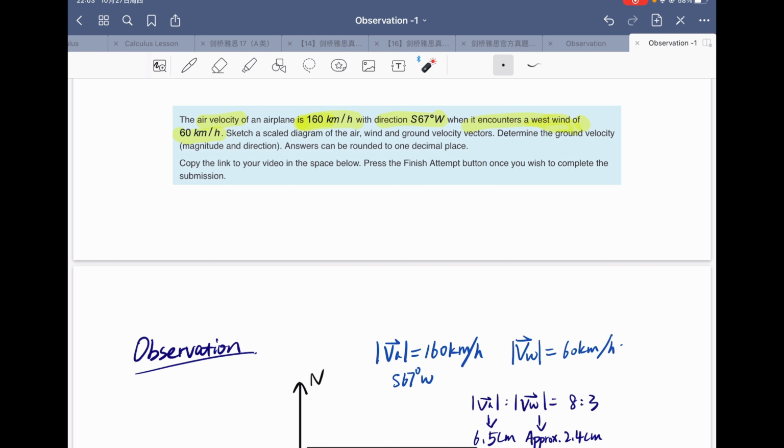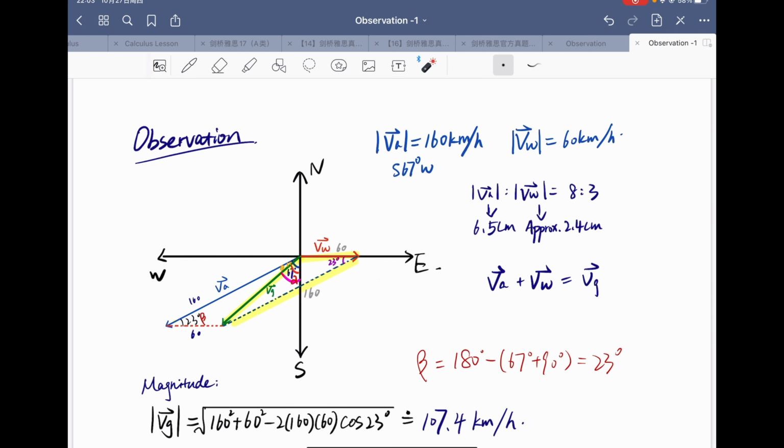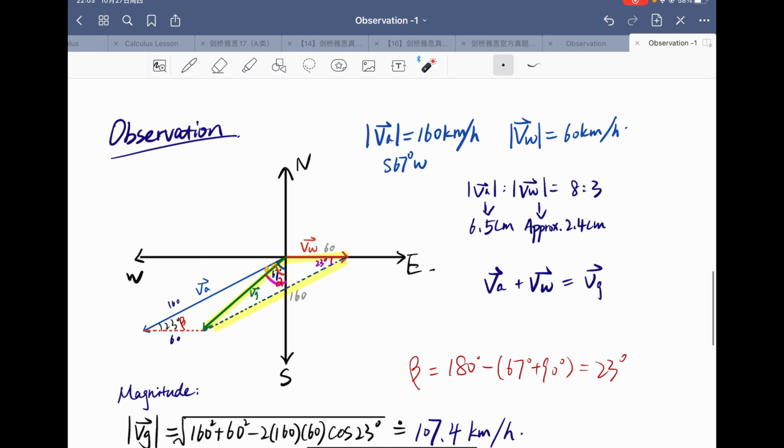Also it has a west wind of 60 kilometers per hour, so I use vector VW to represent the wind velocity, and its magnitude should be 60 kilometers per hour. Because I want to draw a really accurate graph here, I have to find the ratio between these two magnitudes, and after calculation I get their magnitude ratio should be 8 to 3. So I'm going to use 6.5 centimeters to represent the magnitude of vector VA, and approximately 2.4 centimeters to represent the magnitude of VW.